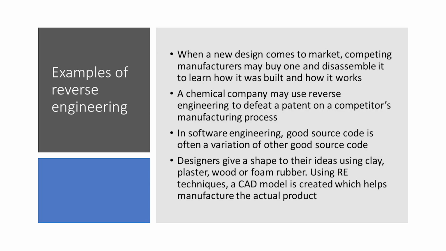Likewise, designers give a shape to their ideas using clay, plaster, wood or foam rubber. This is again an example of reverse engineering. So, using clay, plaster, wood or foam rubber, you can give shape to your ideas, and that can then help you create a CAD model which helps you manufacture the actual product. Using clay or plaster, you can cover up, let us say, a car, and that gives you the outer body of the car, which you can then use as a mold to manufacture the same shapes, or you can use it to create a CAD model from which you can manufacture the actual product.